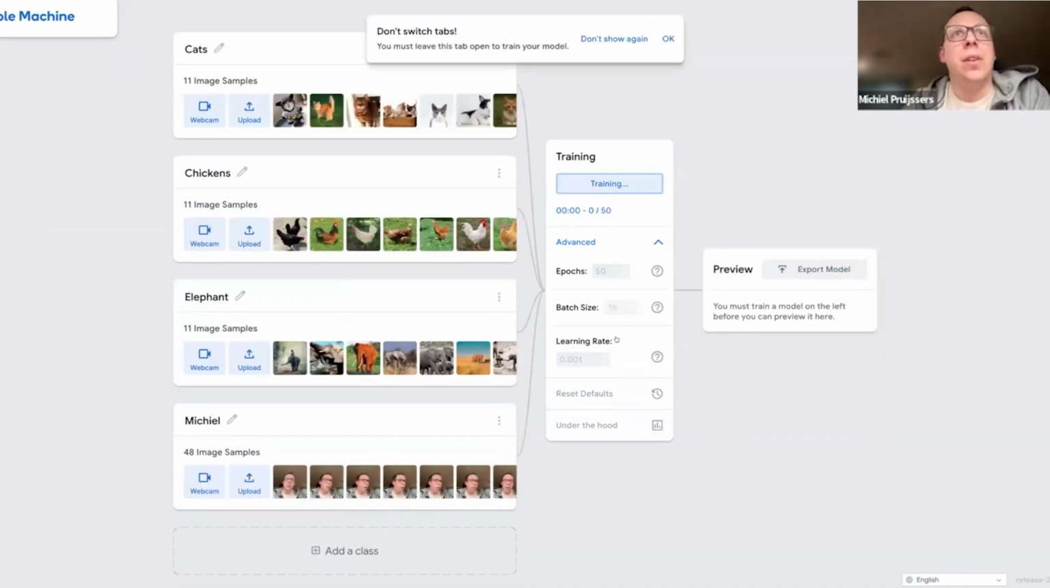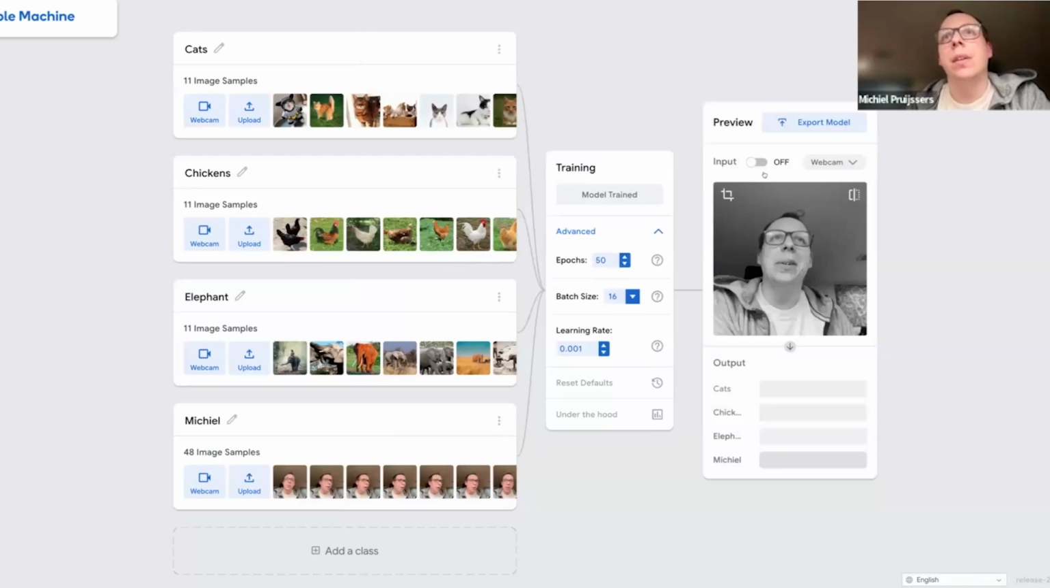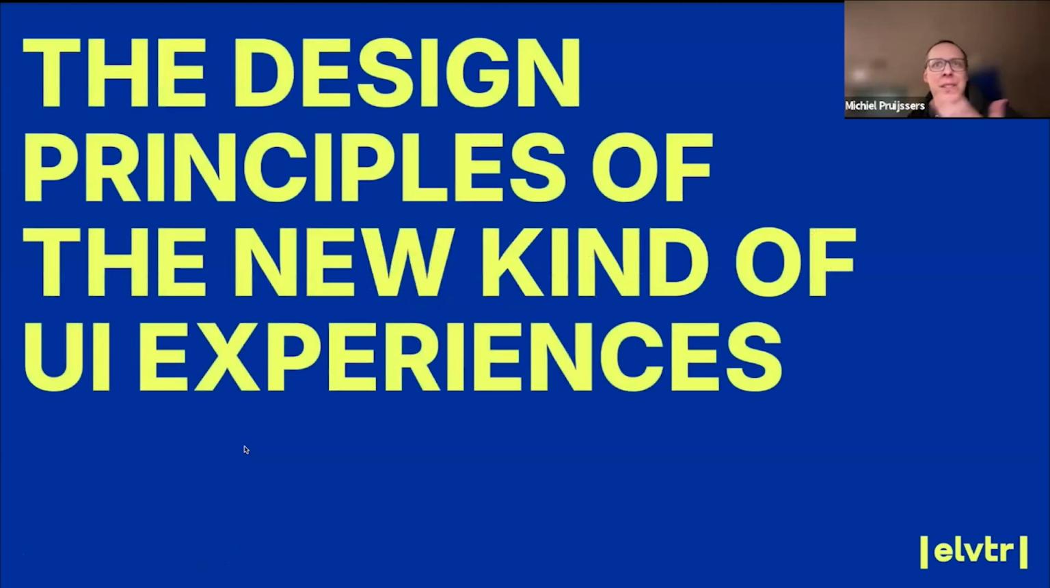Let's see. Hopefully next time around, as we train, it goes pretty fast, you should see that Michiel is now always lit up. And so it's almost like a new set of design principles, of sorts.